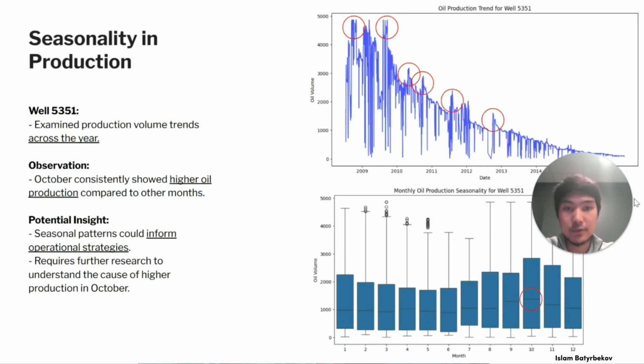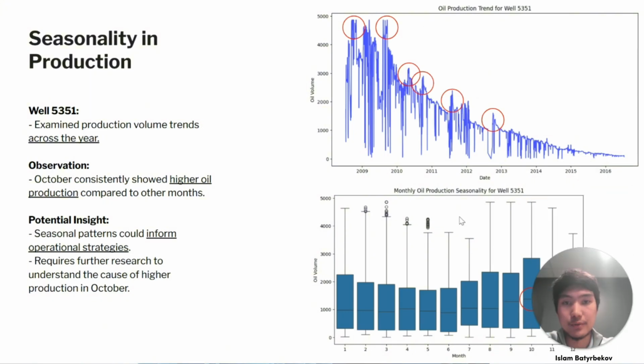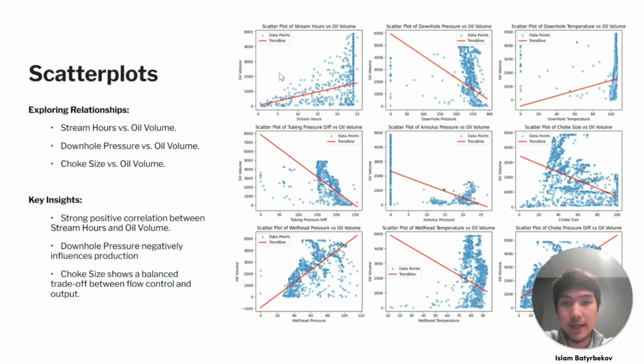For trends in production over the year, I see the seasonal pattern, with October consistently showing higher production compared to other months. Here I visualize scatter plots between key variables and oil production volume. One interesting observation is the strong positive correlation between stream hours and oil volume. It makes sense because more operational time directly contributes to higher production.